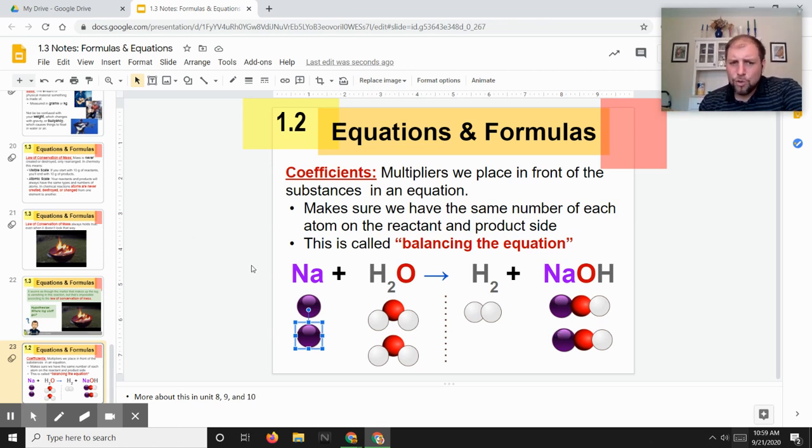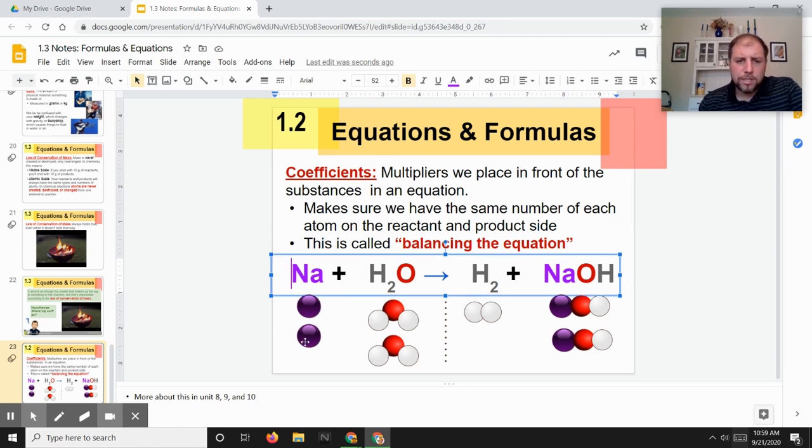But the point is that the reason why you have these numbers in front is because now, let's see here, we have two sodiums over here and two sodium atoms over here, so the number of sodiums are the same. We have 1, 2, 3, 4 hydrogens on the reactant side, and 1, 2, 3, 4 hydrogens on the product side. We have two oxygens on the reactant side. We have two oxygens on the product side. This is balanced. This chemical equation now conserves mass. We have not created or destroyed any atoms.